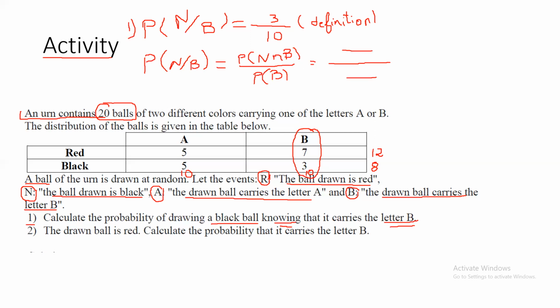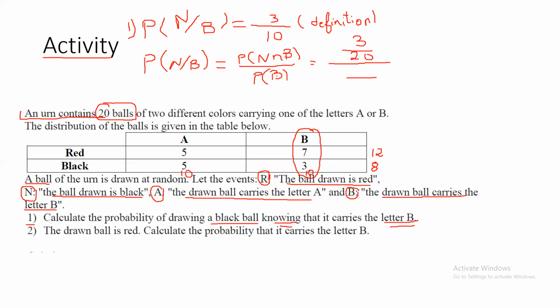What is the probability of N intersect B? That means black and carries the letter B. How many balls are black and carry the letter B? N intersect B means black and carries the letter B. The total is 3. 3 over what? Over the total, which is 20.